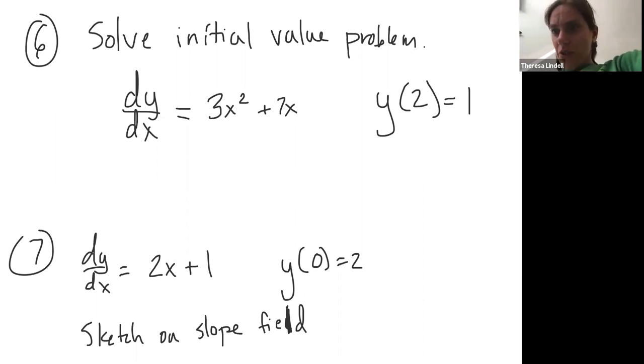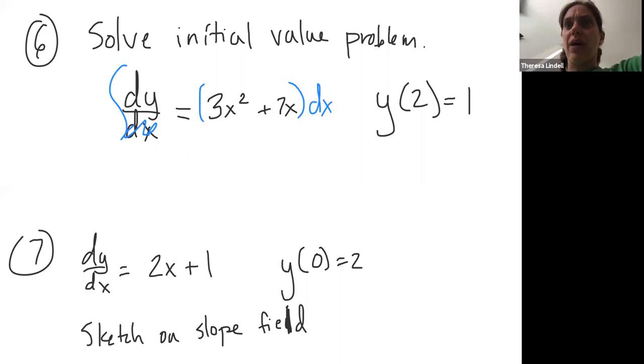Okay, I'll start working on the first one, and then you guys can tell me what's up. So here, technically, we could put the dx over here, but basically you just need to know if you go backwards from dy, it's just y. And backwards from this is x cubed plus 7 over 2 x squared plus c.